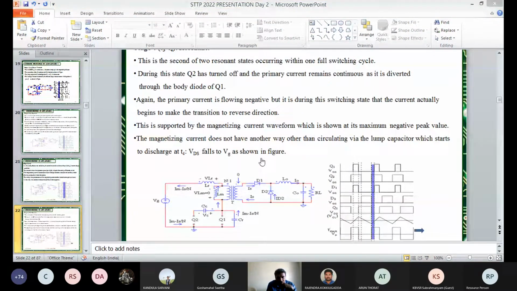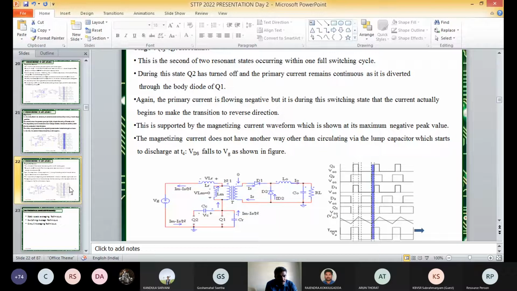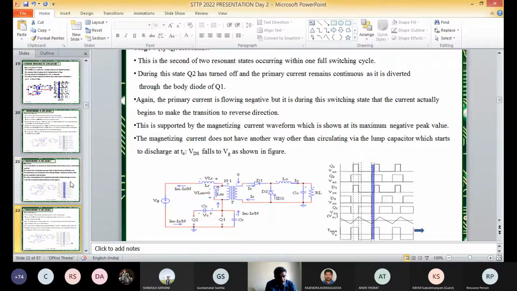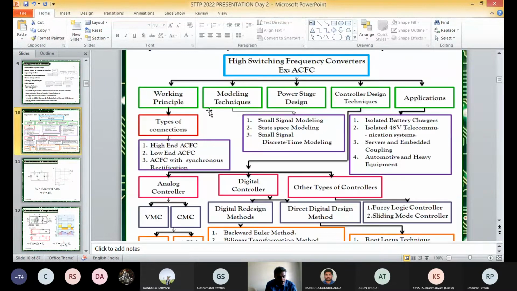So this is the fourth resonant condition for the active clamp forward converter. Okay, so this is the basic operation of the DC to DC converters. In our presentation, we are observing first the working principle of the simple buck converter, boost converter, KY converter, and the active clamp converter.